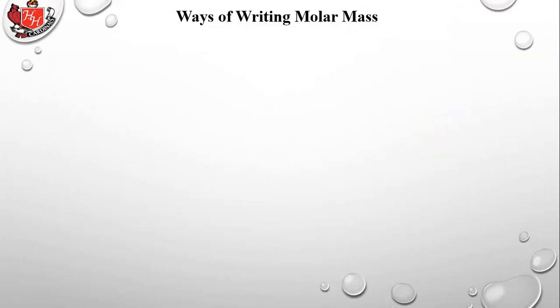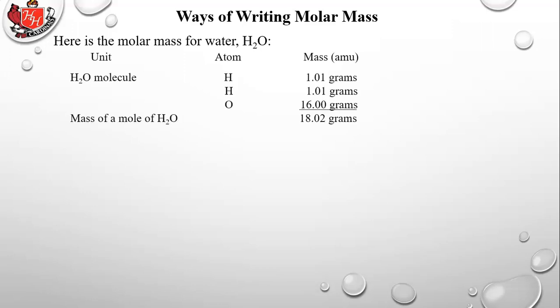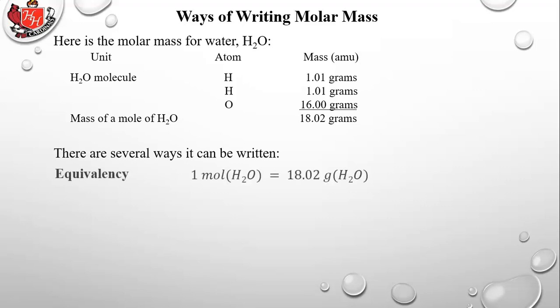So now let's look at some ways of writing molar mass that you're going to see practically every day in this class. We now have found a way to relate moles to number of atoms or molecules or grams of the substance. So here's the molar mass for water. There it is. We computed that on an earlier slide. So 1 mole of water is 18.02 grams of water. The way you write that as an equivalency, this is called an equivalency, the first one is 1 mole H2O equals 18.02 grams H2O.